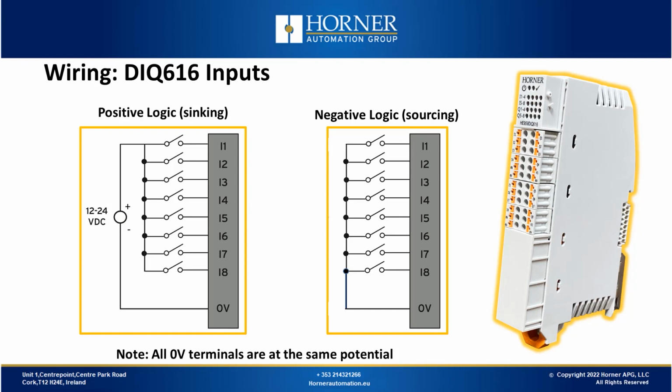For positive logic wiring or syncing inputs, you just connect the plus lead from the 24 volt supply, run it through the input switches and into the input terminals, and then the minus side of the supply wires to the 0 volt terminal. For negative logic, you take advantage of the 0 volt terminal and run that through the input switches into the input terminal. So that is negative logic or sourcing input wiring. There are some extra 0 volt terminals available on the module which are just there for your convenience.